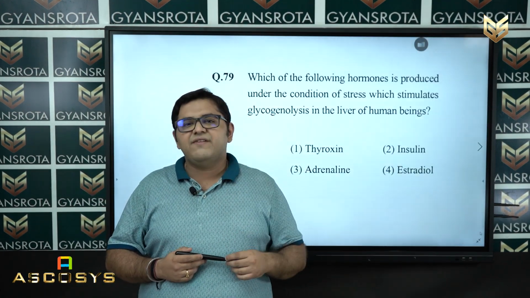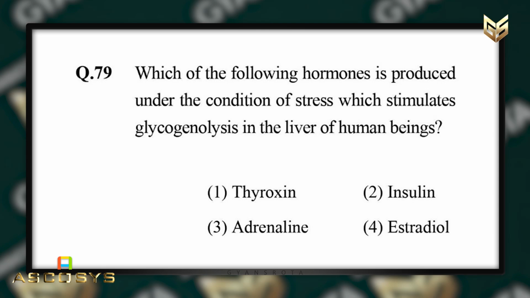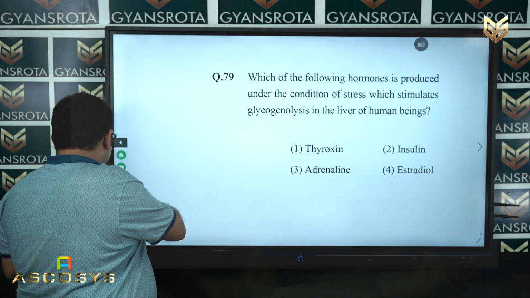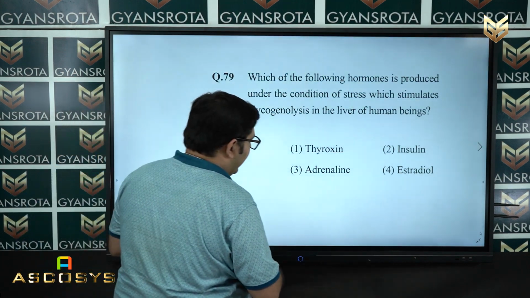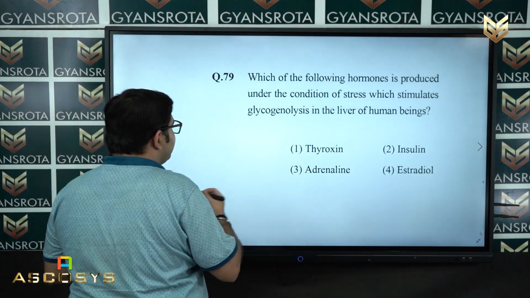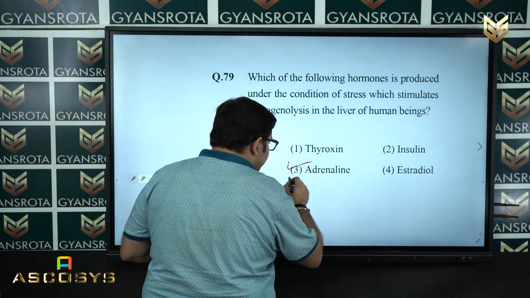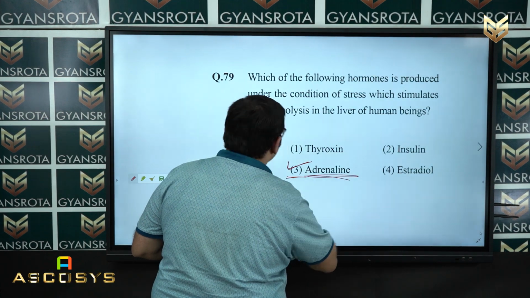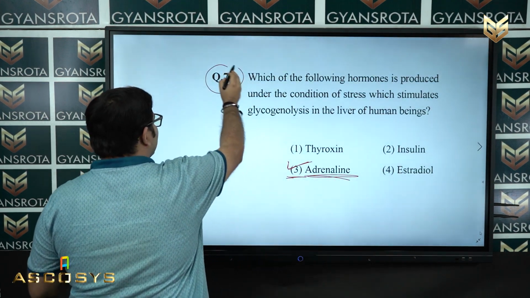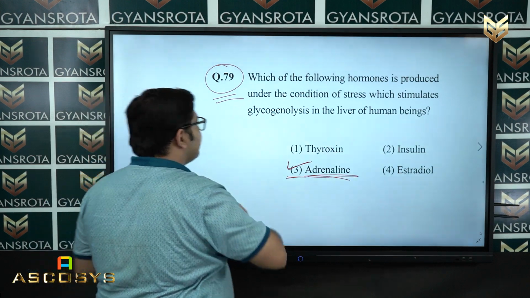So question number 79 is on your screen. Which of the following hormones is produced under the condition of stress which stimulates glycogenolysis in the liver of human beings? So now we are moving to the solution part. This is a very basic question, and if you are going to be a doctor, you should definitely know the answer. The answer is your option number 3, that is adrenaline, and option number 3 is the correct answer of your question number 79.